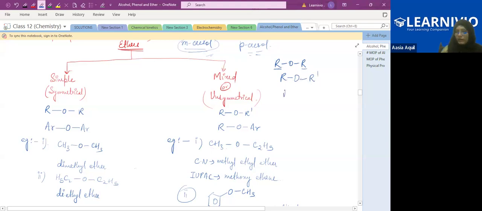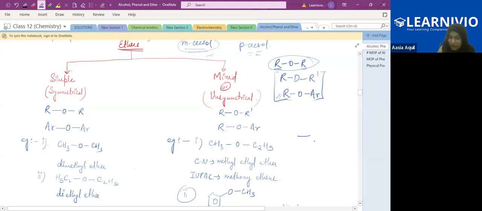And this is again a mixed ether, when there is an aliphatic chain on one side of this linkage and an aromatic ring on the other side. So these two types are mixed or unsymmetrical ethers. And this first one is your symmetrical type of ether, which is also known as simple ether.